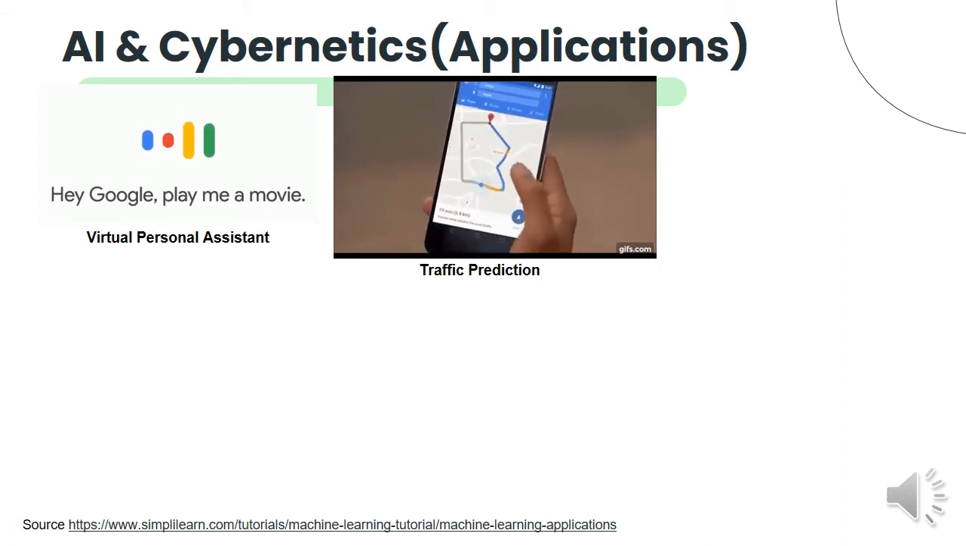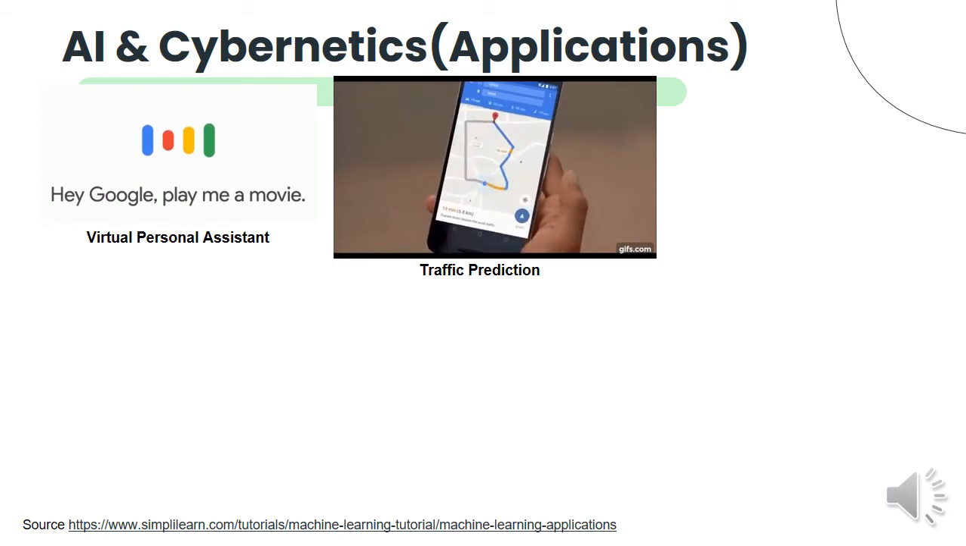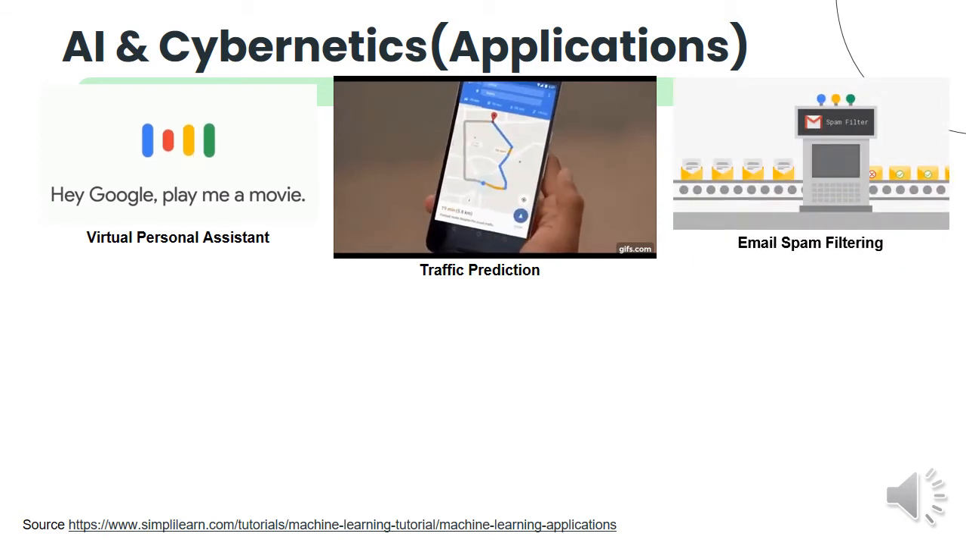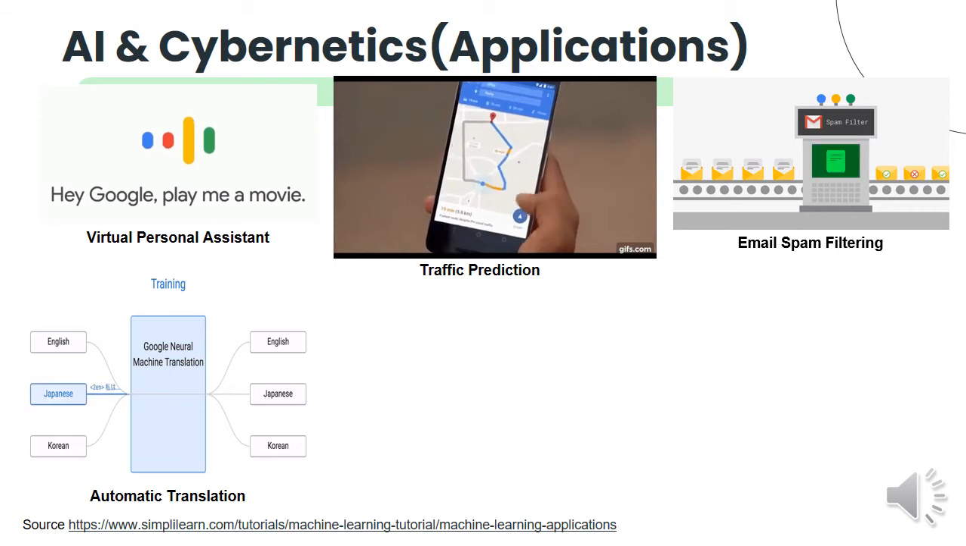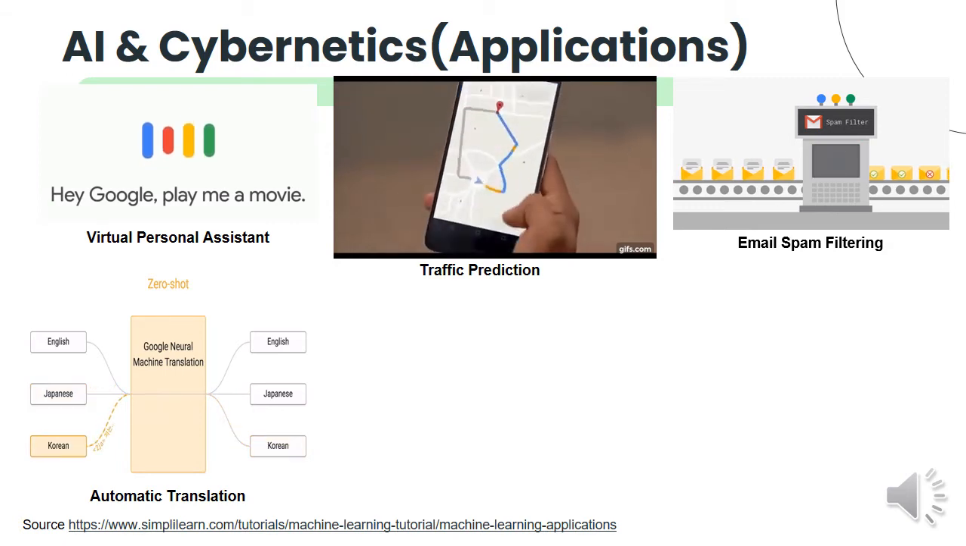But it is actually applying some AI algorithm to predict the traffic in that particular area, or from your source to destination. Similarly, there are email spam filtering techniques. This is also an application of AI. And then automatic translation, where you say something in one language and it can easily be translated using Google Translator. These are all applications of AI.